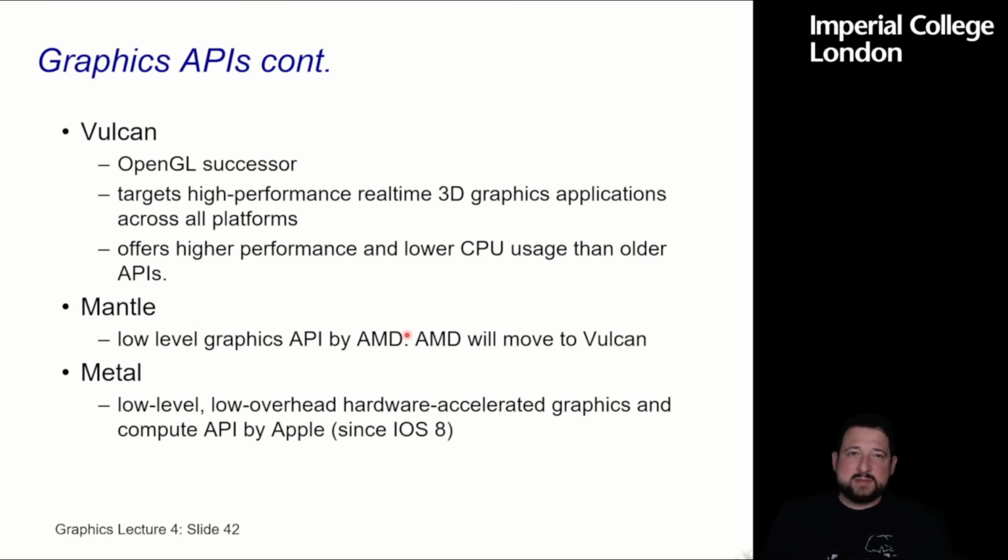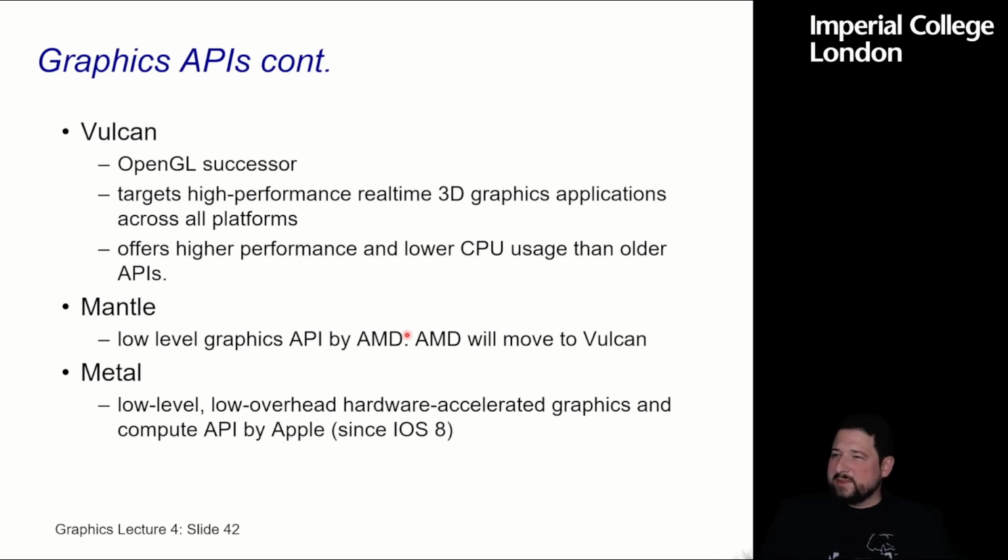It's relatively complex to program, but it's also highly efficient, much more efficient than OpenGL. So it offers higher performance and lower CPU or resource usage than any other API. This has been designed by the Khronos Group, who set these standards, and I think the highest principle here for Vulkan was really just performance. There's Mantle, a low-level graphics API by AMD. AMD, I think, moved to Vulkan, and I'm not sure actually what happened to this.